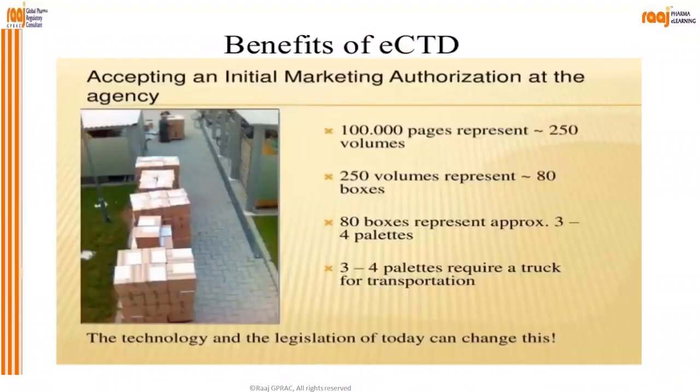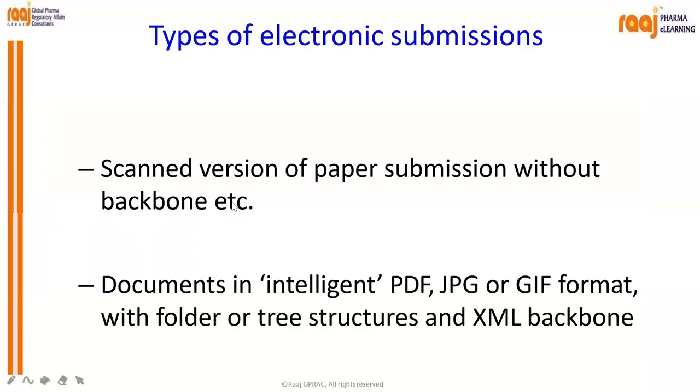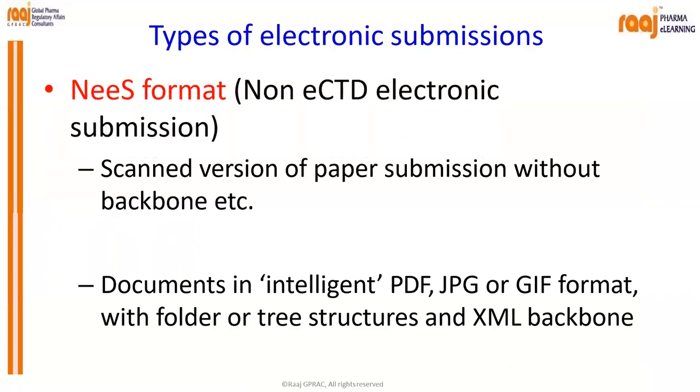Then these are the main benefits, accepting initial marketing authorization at the agency. You can see so many pallets, 3 to 4 pallets required, or a truck for transportation, and 80 boxes represent approximately 3 to 4 pallets. You can see 100,000 pages represent 250 volumes. That's how the technology has evolved, and we are really lucky to have this eCTD format.